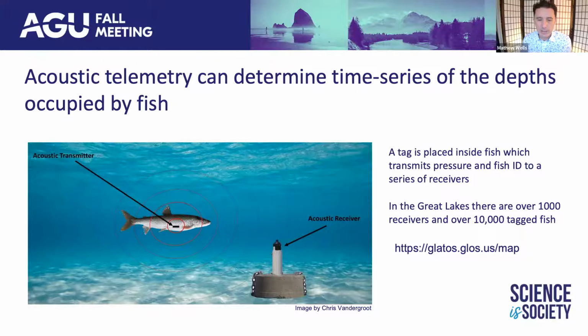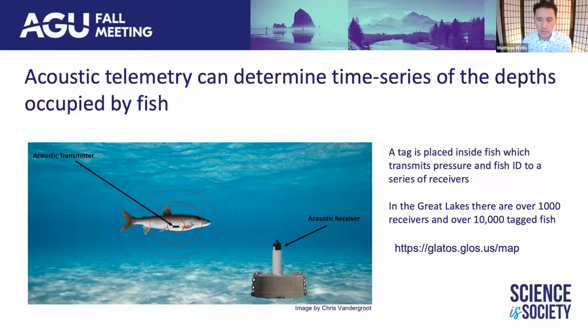So a new technique that's becoming quite popular in the Great Lakes is to do acoustic telemetry. Here you get long time series of what fish are present and what depths there are at particular points in space. So it's a complementary method to the hydroacoustic surveys. So each fish has a tag in it that's been surgically implanted. This tag sends out the fish ID at discrete intervals, and in many cases, the depth the fish is at and other variables as well.